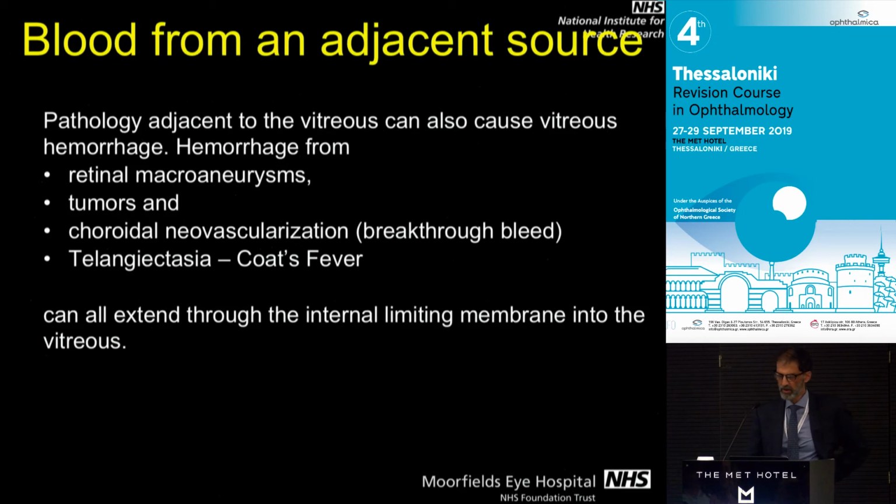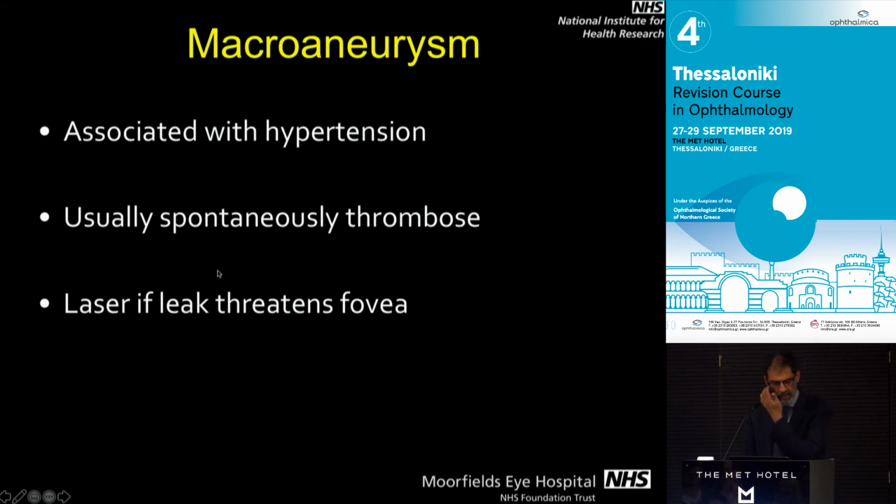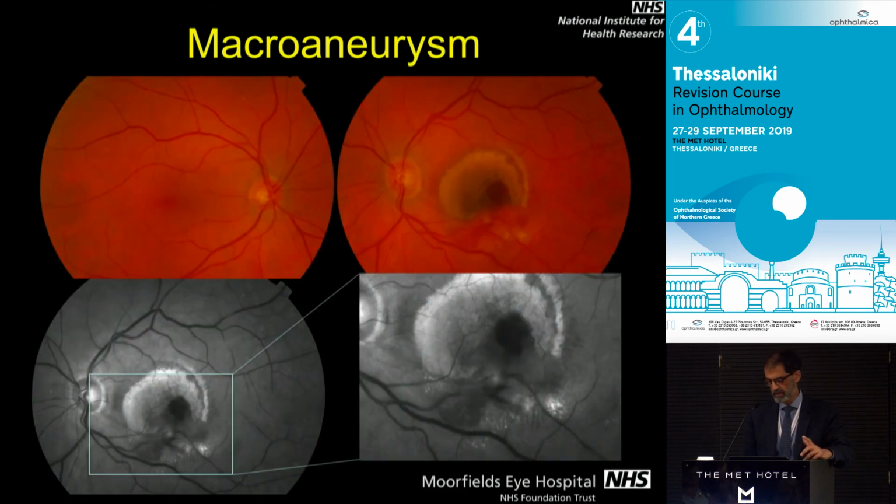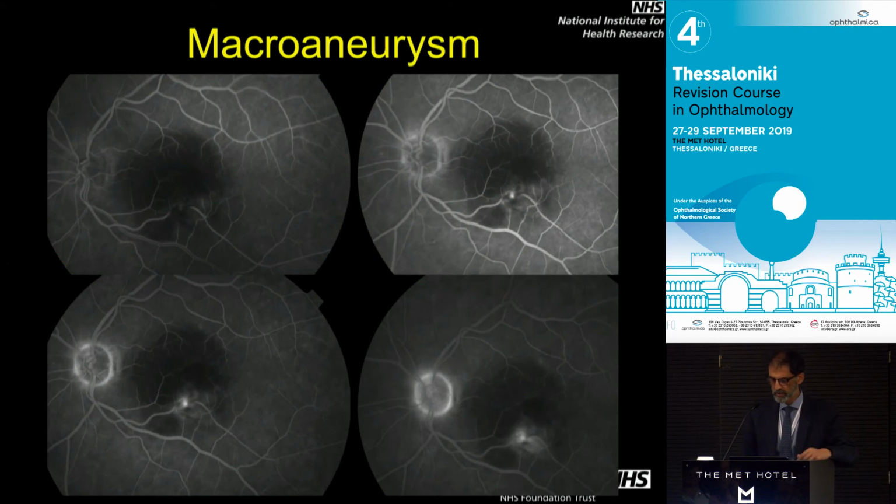And these are usually pathological vessels which are caused by systemic disease, such as retinal macroaneurysms, tumors, choroidal neovascularizations with breakthrough bleeds, such as polyps, and telangiectasia like Coats and FEVR. The macroaneurysms associated with hypertension usually spontaneously thrombose if they hemorrhage, and we laser them if they leak. So here's a classic one. Once again, I'm showing you one that has the triple layer hemorrhage with very little vitreous hemorrhage, otherwise you don't see anything. You can demonstrate that on angiography and also on the area and the place of bleeding.